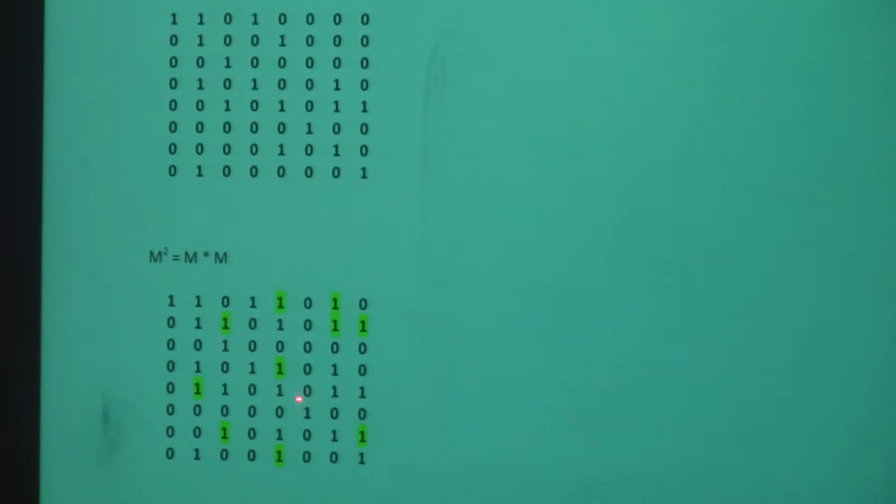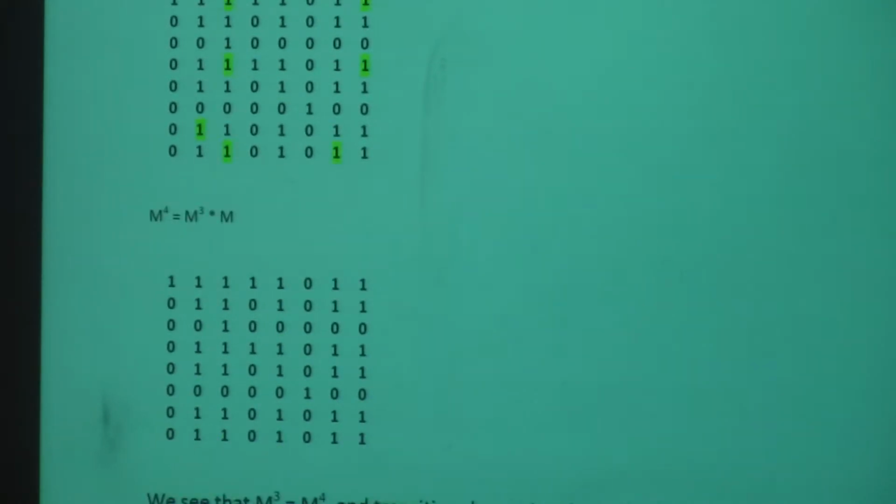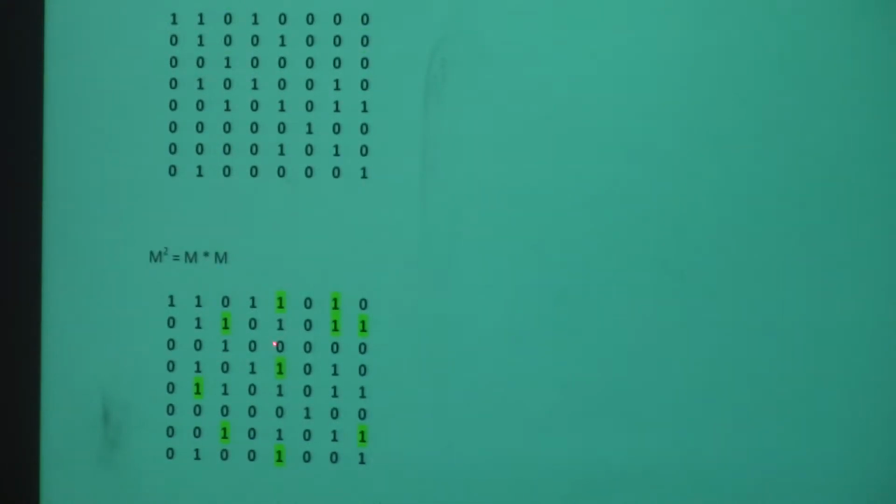So now I'm going to take M2 and multiply it again by M1, producing the third Boolean power. Let's look ahead at the third Boolean power. Notice in the third Boolean power we turn on position 1, 3. Let's see why. Notice that 1, 3 was off. It's still off here. Why is it on? To do that, you have to multiply the first row of M2 by the third row of M. M squared times M produces M cubed.